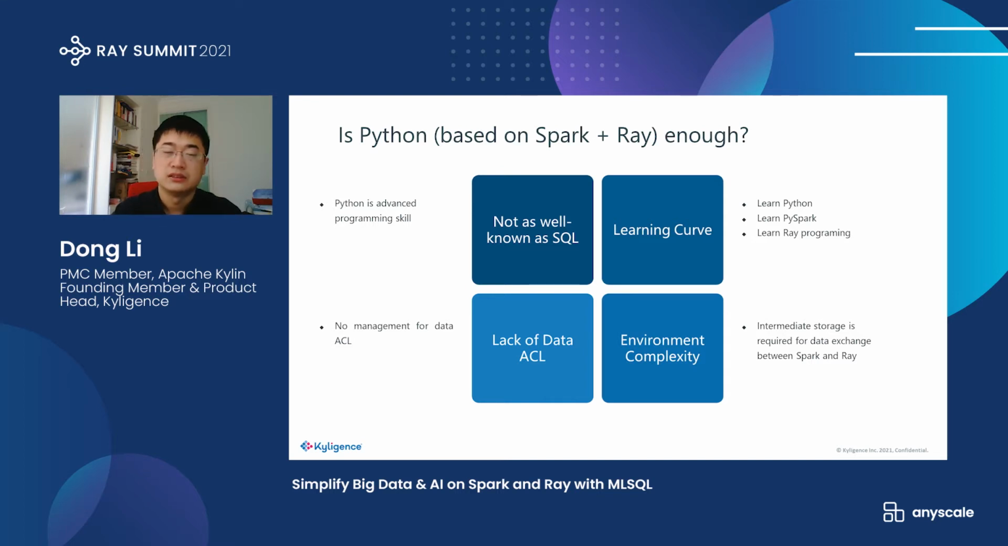And the fourth one is environment complexity. If you already have a Spark cluster and a Ray cluster separately, it is hard to leverage both resources and the operation practice. We can talk about it later, but at minimum, an intermediate storage layer is required between Spark and Ray for data exchange, which brings more complexity to the whole cluster.